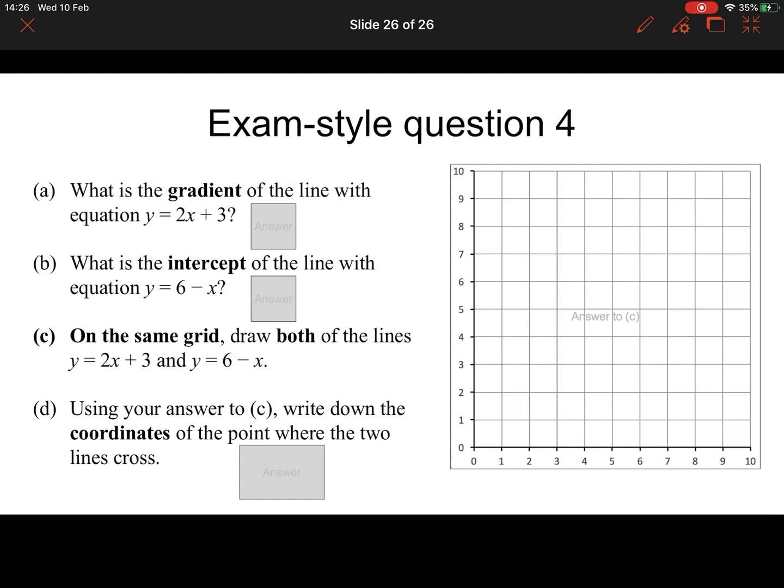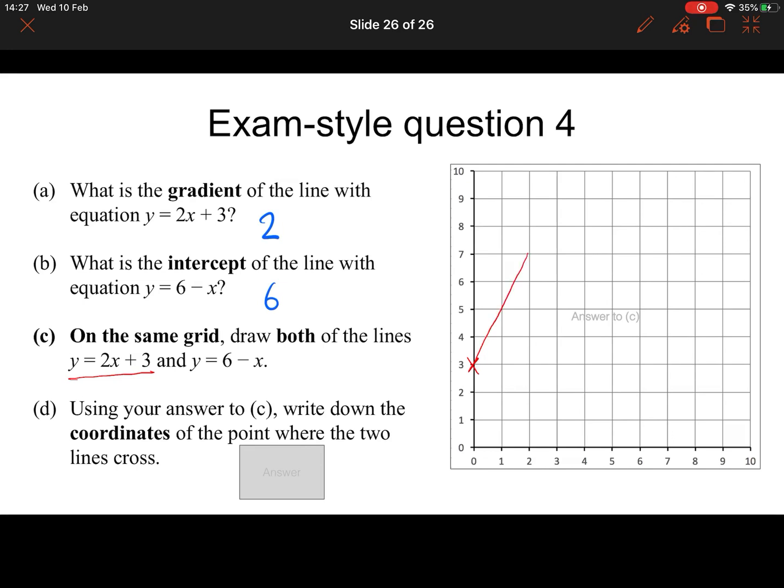Okay, what is the gradient of the line with equation y equals 2x plus 3? Well, that's going to be 2. What is the intercept of the line with equation y equals 6 minus x? Well, that's going to be 0, 6. Now, on the same grid, we need to draw both of these. Remember, if you don't know how to draw them, then you can use a table of values. But hopefully you realise that this one has a y-intercept at 3. And then it has a gradient of 2.